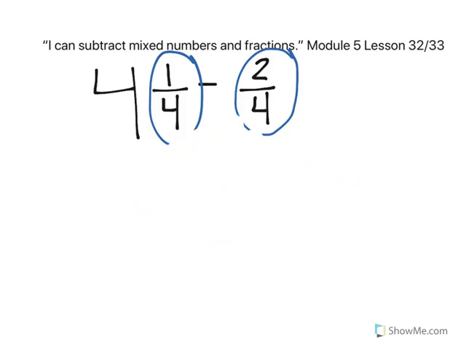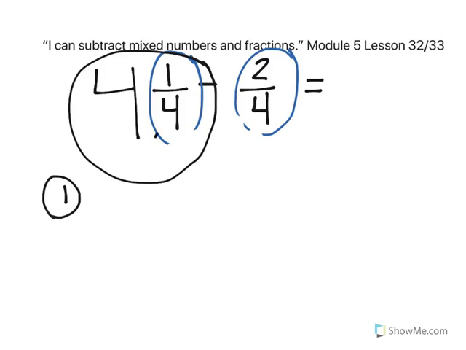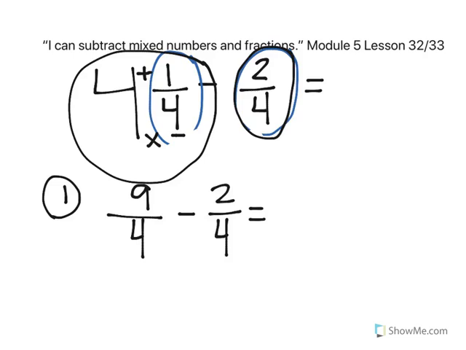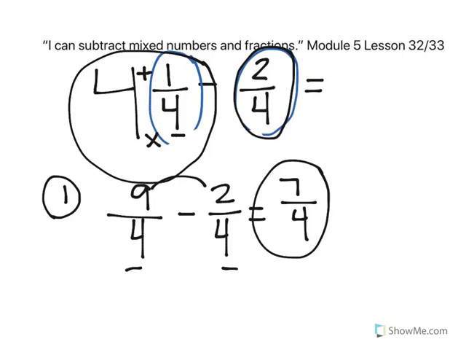In order to solve this, the easiest and most efficient strategy is to convert our mixed number into an improper fraction. So we're going to convert this whole thing into an improper fraction. That's step 1. So 4 times 2 is 8, plus 1 is 9/4, because my denominator stays the same. Now I'm not going to do anything to this second fraction because I'm going to leave it alone. 2/4. Now can I do 9/4 minus 2/4? Yes, my denominators are the same, and 9 is bigger than 2, so I can take 2 away. So what is 9 minus 2? 7/4.